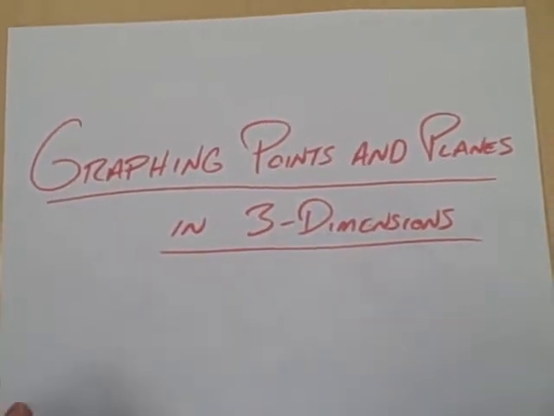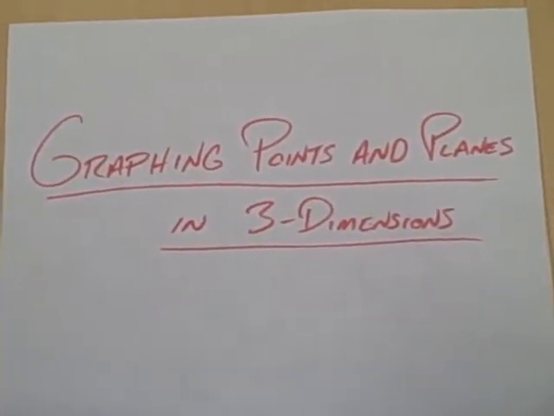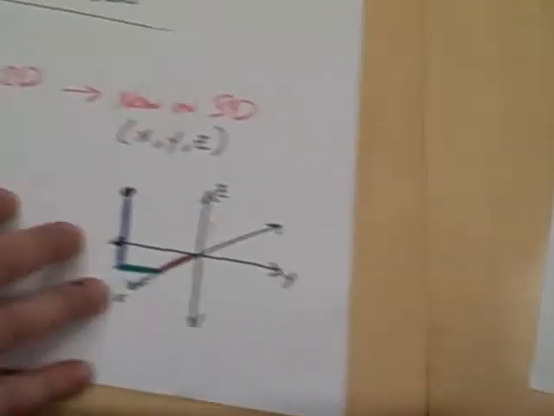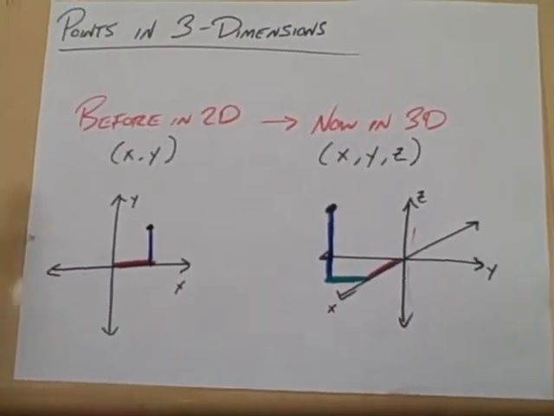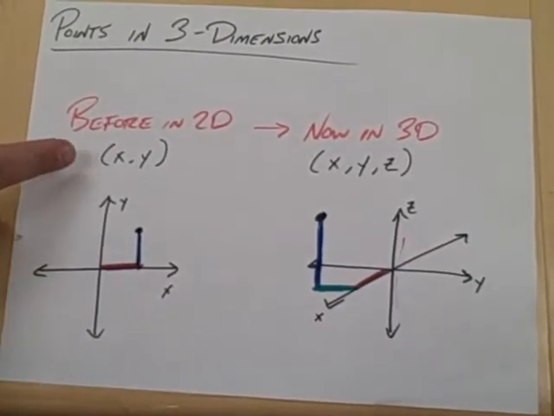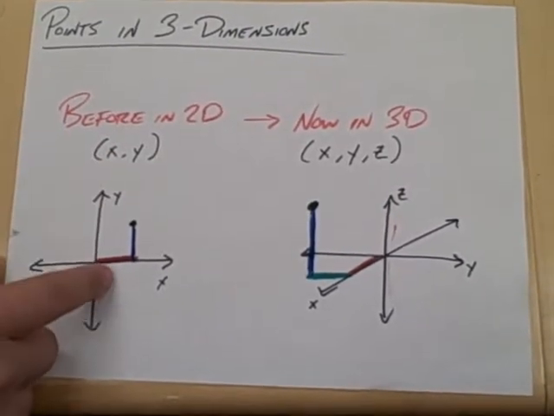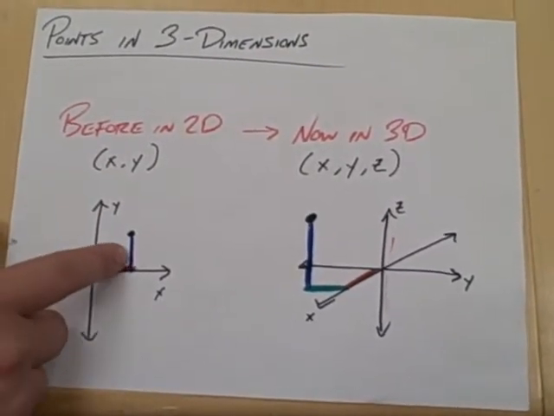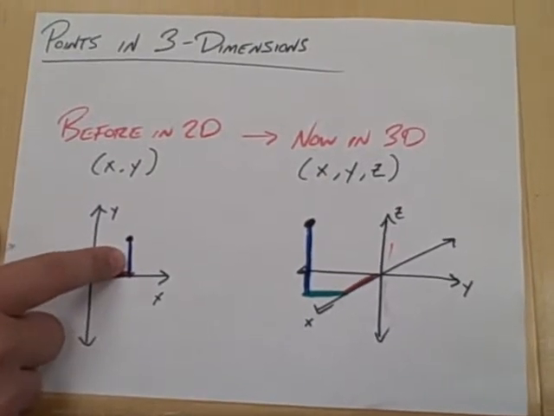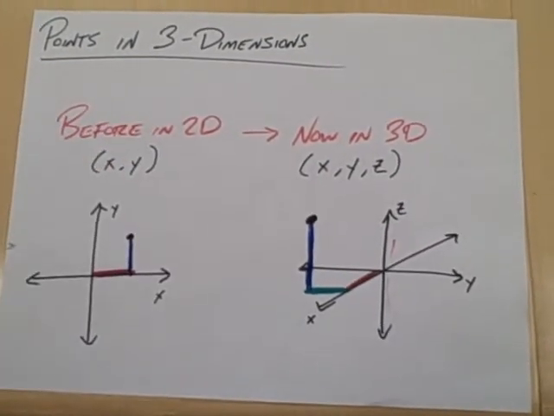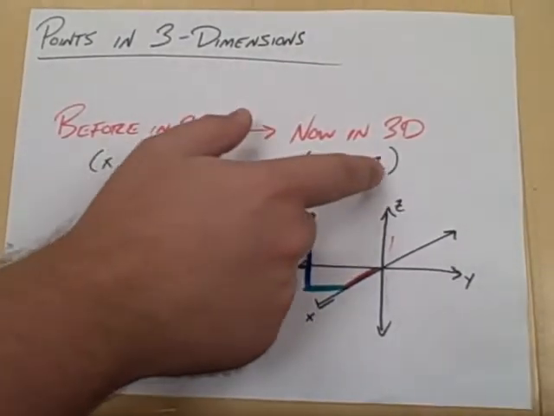All right, so we're talking about graphing points and planes in 3 dimensions. Before, when we graphed points in 2 dimensions, we had an ordered pair x and y, and the first number told us how far to the right or left we went. The second number told us how far up and down we went. Now in 3 dimensions we have what's called an ordered triple, x, y, and z.